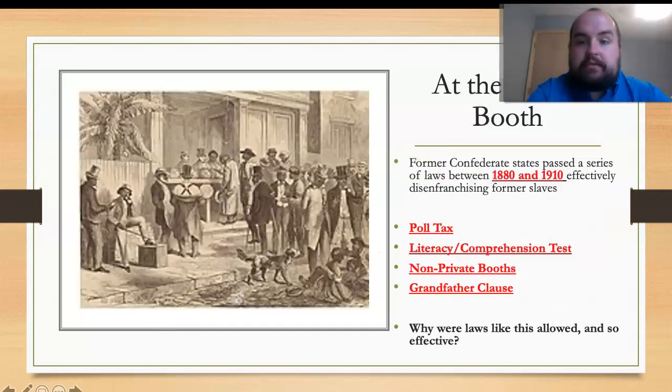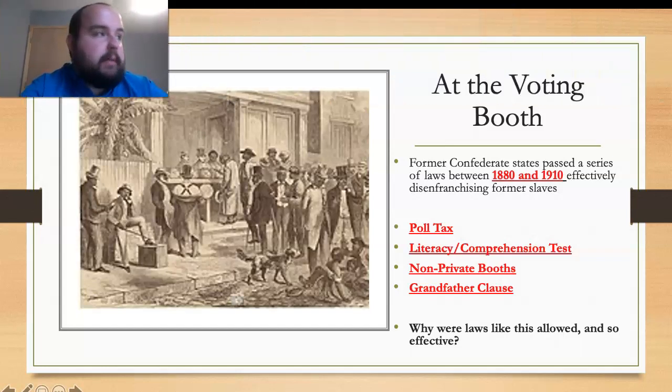At the voting booth, there were also some more direct ways to try to disenfranchise Republican and especially black voters. There were a series of laws passed in mostly former Confederate states between 1880 and 1910 that all but disenfranchised African Americans. First, there was a poll tax. This, of course, is particularly damaging towards poor African Americans, because remember, many of them were still caught up in the sharecropping cycle at this time. Most of their money is going in to just pay off their debts and to get access to tools. Most of them can't afford to pay this poll tax. A literacy and comprehension test was also a big part of this. Now, why would that be such a barrier for African Americans at this time?